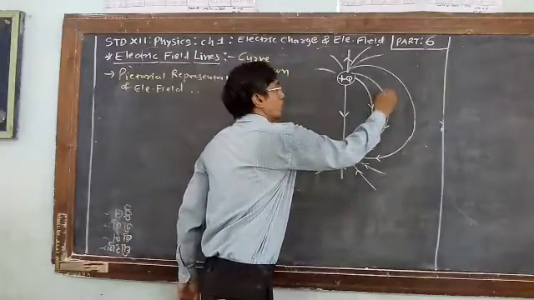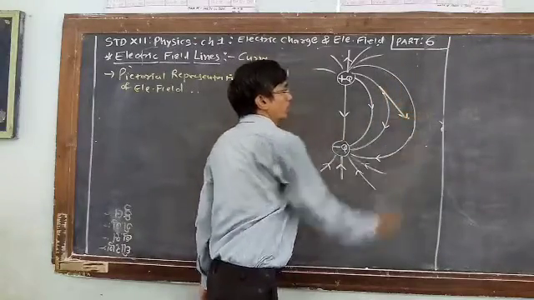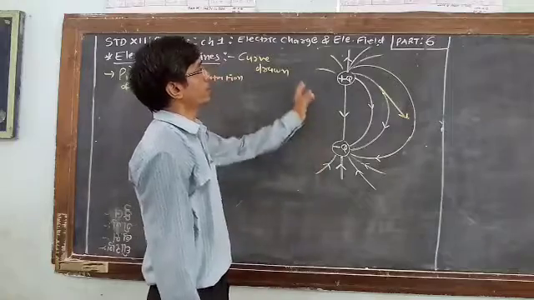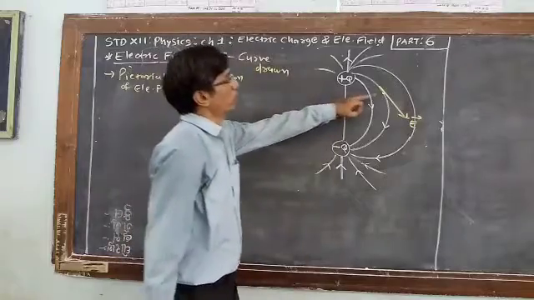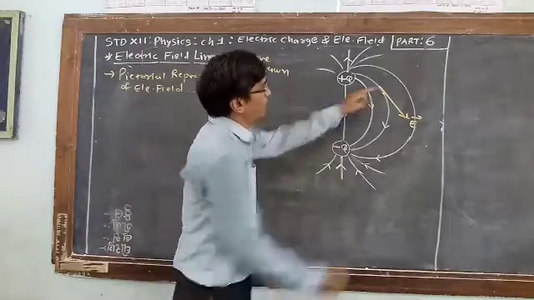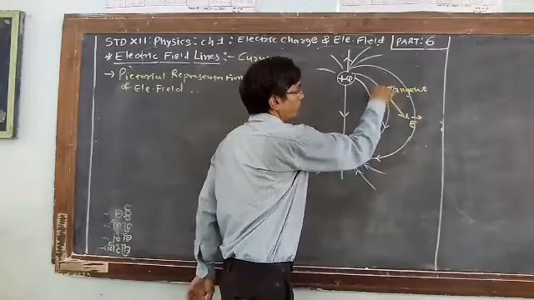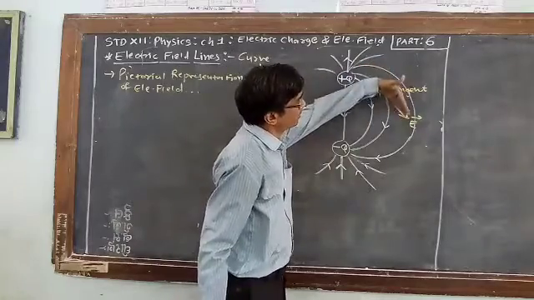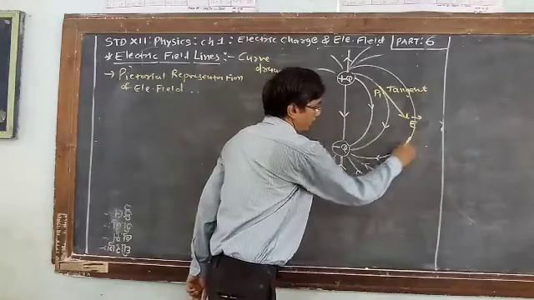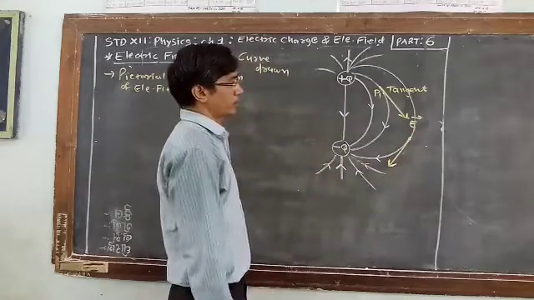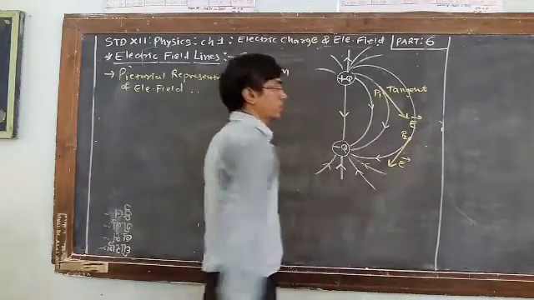At the point of the curve, the tangent is drawn, and the tangent direction shows the direction of the electric field of the respective charge. So if you are taking the point here, suppose this is the P1 point, then the tangent direction at the given point is the electric field direction. If you are taking this point, then here the electric field direction is this. We can take the P2, then here the electric field direction is this.